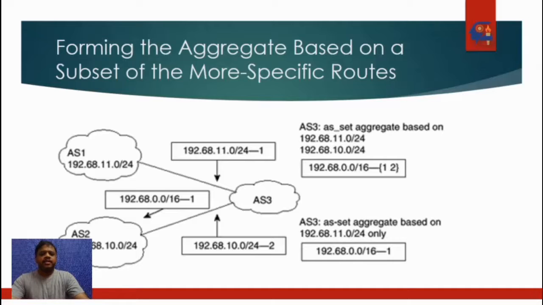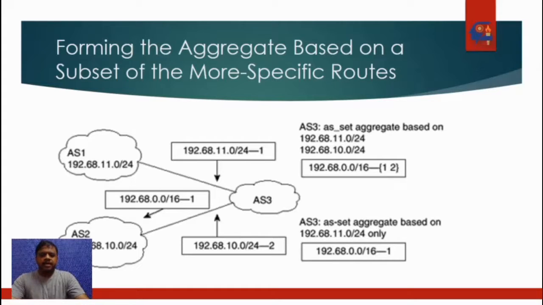When forming the aggregate, the hub autonomous system would exclude the more specific routes that belong to the leaf autonomous system that needs to receive the aggregate. The aggregate received by the leaf autonomous system would not contain the autonomous system number of the leaf autonomous system, so it would not be discarded. The figure on the screen gives an example of where this could be used.